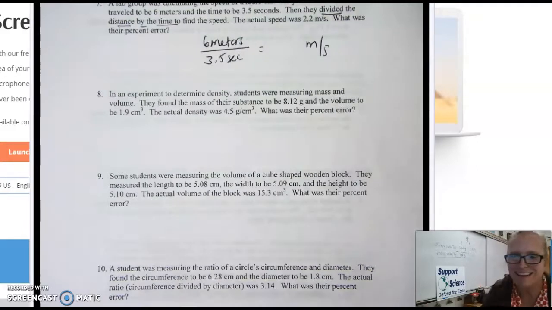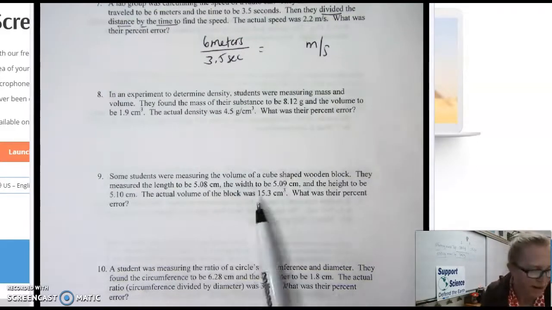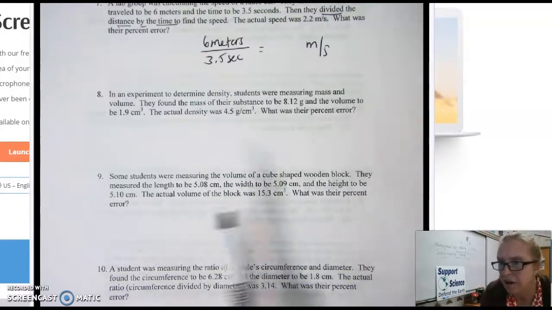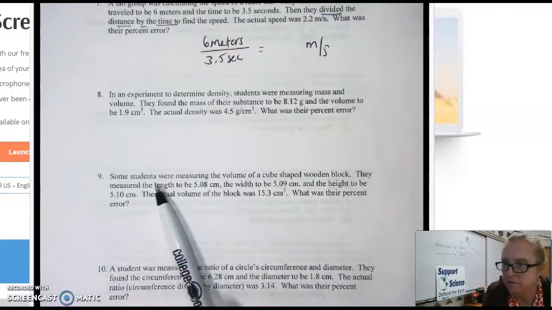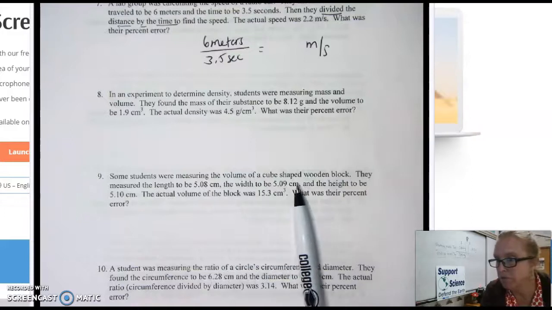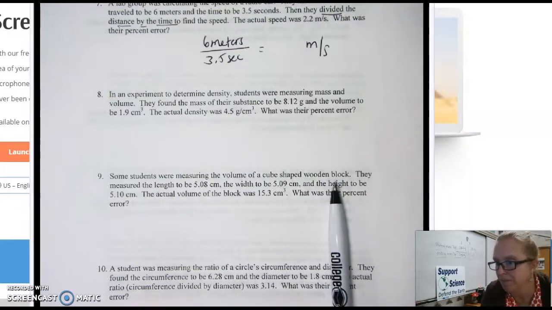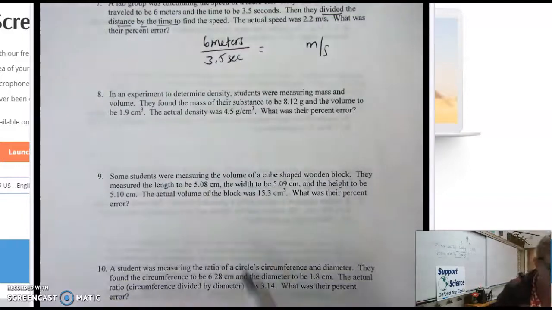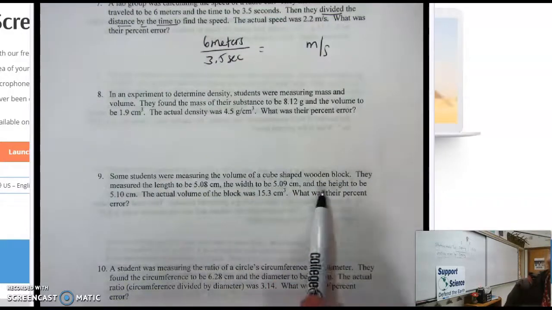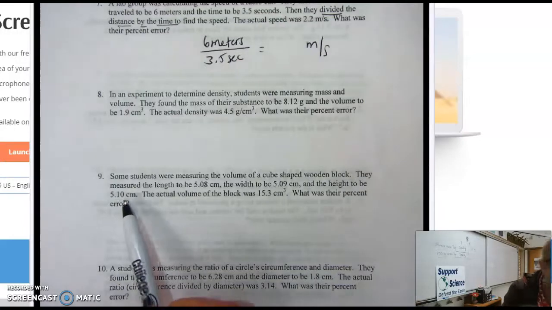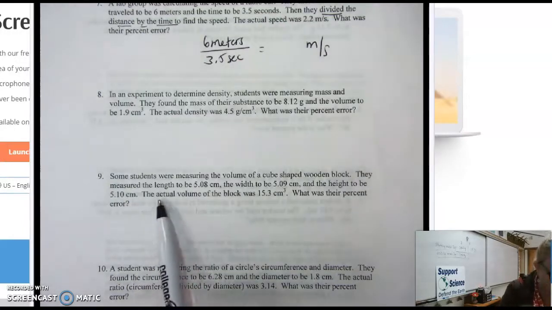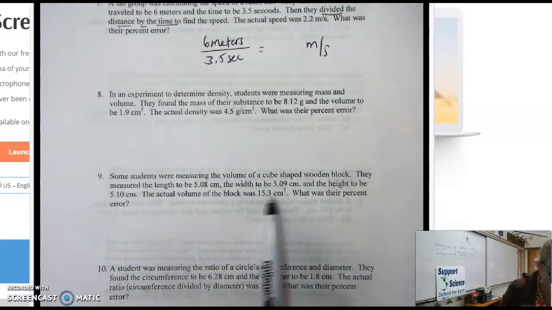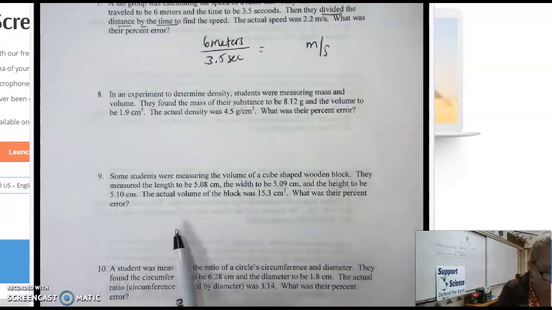All right, back again. You don't even know I'm hitting pause, but I am. So in number 9, similar situation. So here we go. Some students were measuring the volume of a cube-shaped wooden block. They measured the length to be 5.08, the width to be 5.09, and the height to be 5.10 in centimeters. The actual volume of the block was 15.3 centimeters cubed. Okay? What's the percent error?